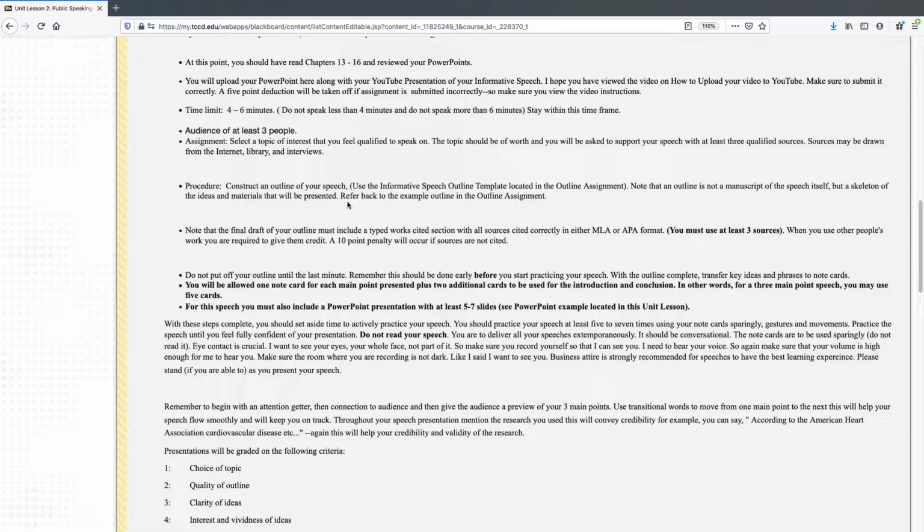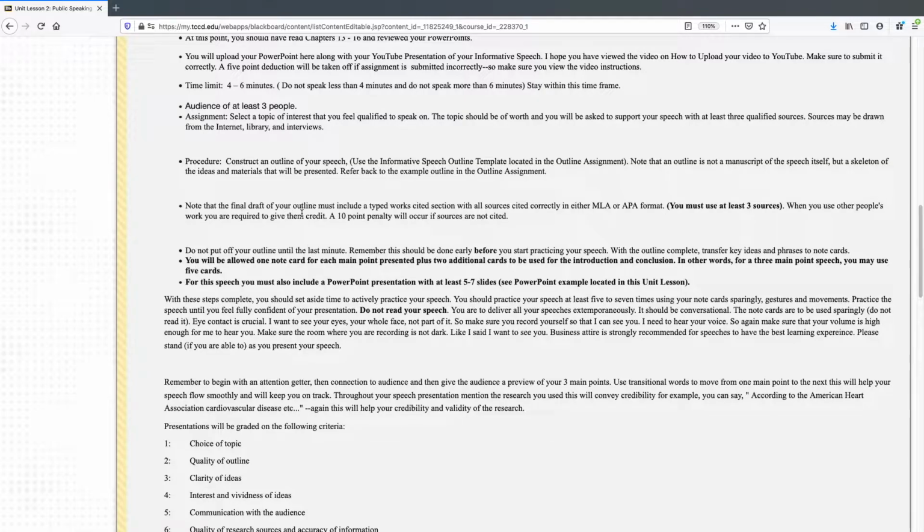Procedure. Construct an outline of your speech, and I'll go over that in a little while. Use the informative speech outline template located in the outline assignment. Again, we'll discuss that after this. Note that an outline is not a manuscript of the speech itself, but a skeleton of the ideas and materials that will be presented. Please remember to refer back to the example outline in the outline assignment.